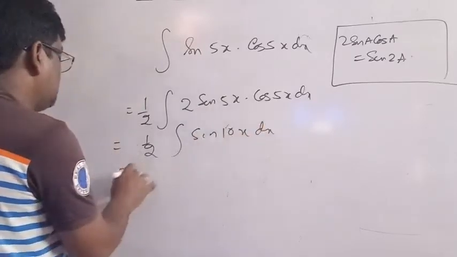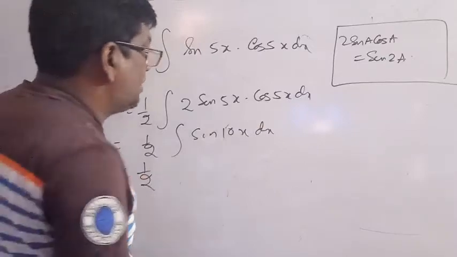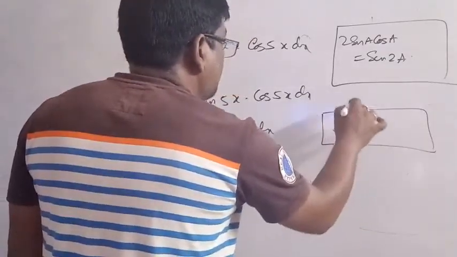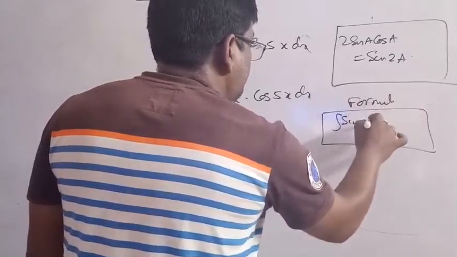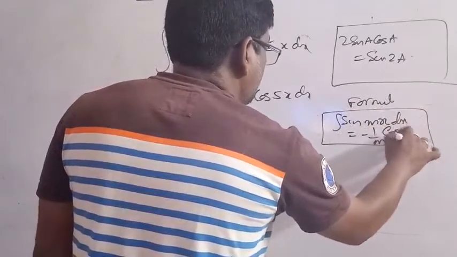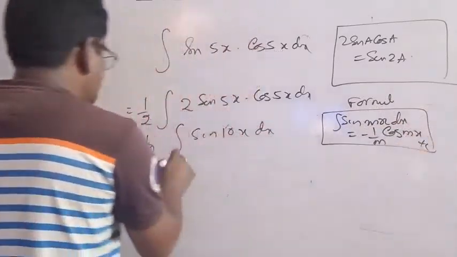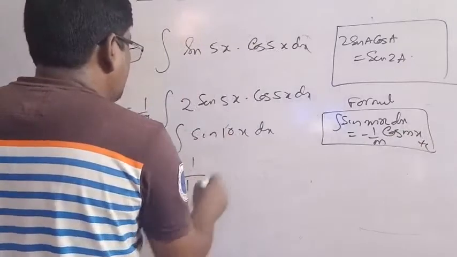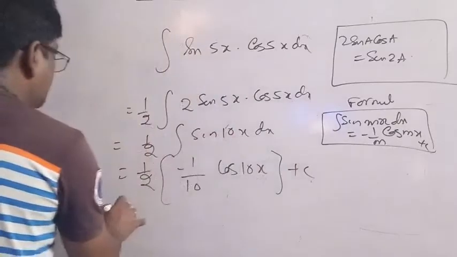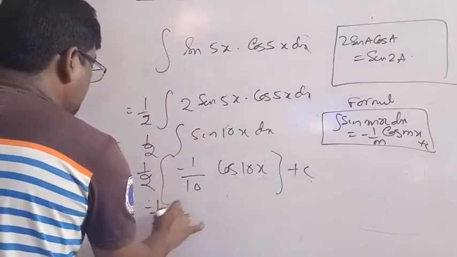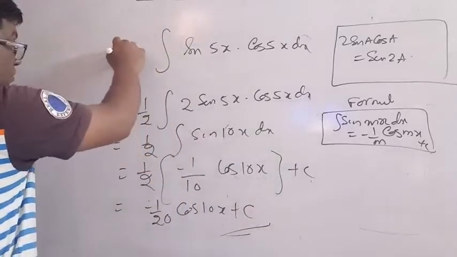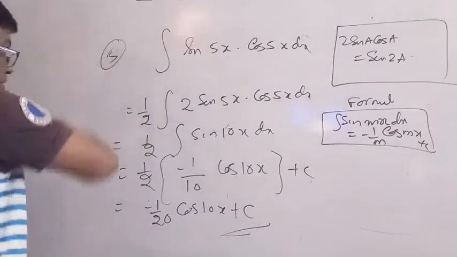So this is equal to 1 by 2. What is integration of sin mx? Integration of sin mx dx is minus 1 by m cos mx plus c. So this is minus 1 by 10 cos 10x plus c. So this is minus 1 by 20 cos 10x plus c. This is question number 5.